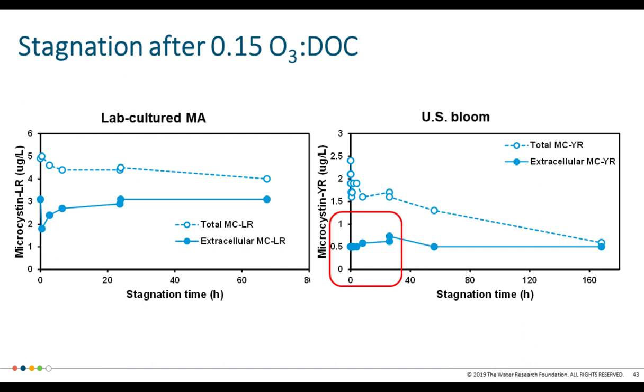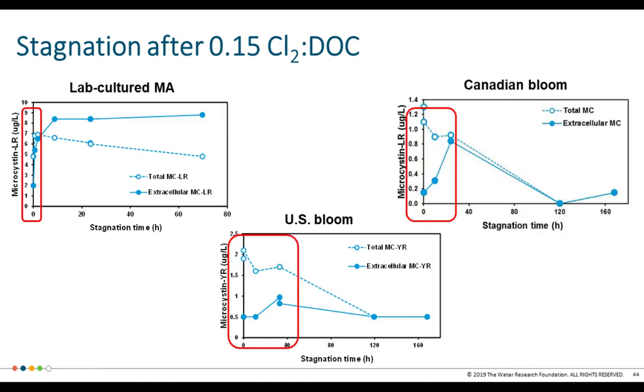And that's consistent with what we saw before, where we didn't see release. And so we can say here those cells aren't substantially damaged to the point where they're just leaking toxin throughout the whole period. They may stagnate in your system.